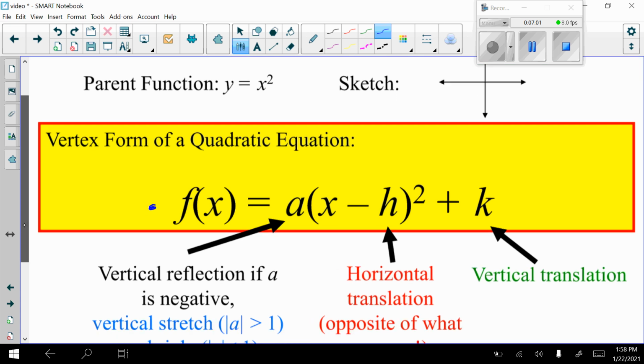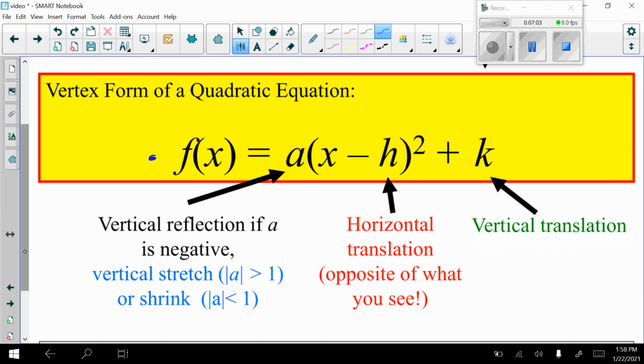Think back to our transformations from the first unit. All these transformations still do exactly the same thing that they did before, right? So a gives you a vertical reflection. That's flipping over the x-axis. Adding and subtracting inside of the parentheses moves you horizontally, left and right. And remember, that's kind of the opposite of what you see. You've got to flip it. And adding something on the end moves you up and down in a vertical translation. So all those transformations still do the same thing.